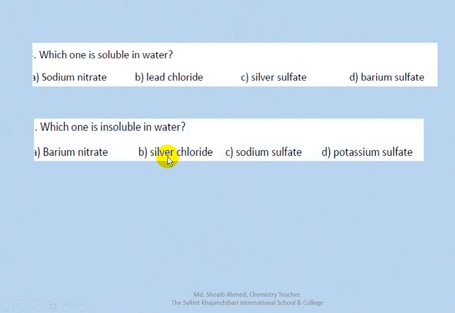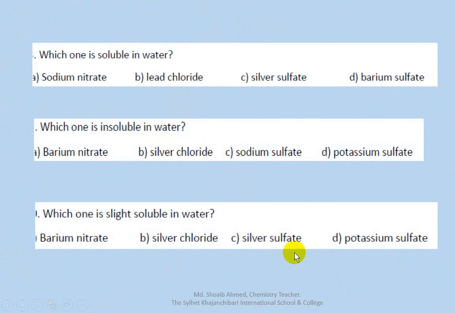Silver chloride is insoluble. Silver sulfate is slightly soluble. Here MCQ questions will come from this.